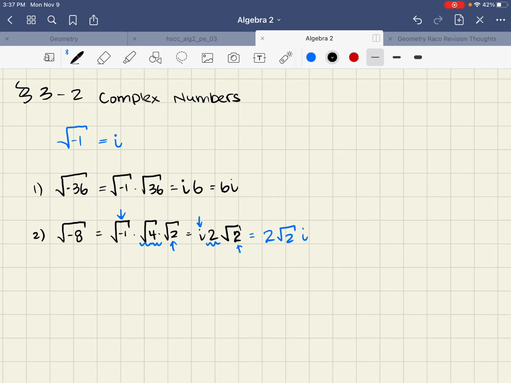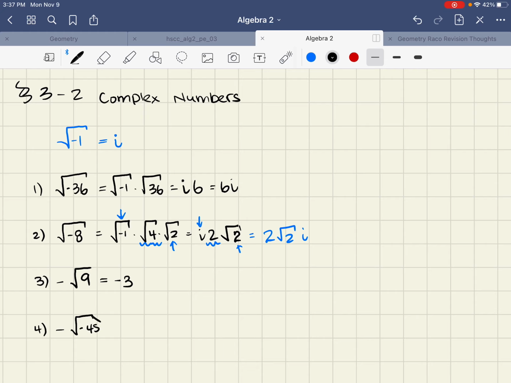Moving on, question number 3, making sure we understand the concept thoroughly. The square root of 9, the negative square root of 9. Once again, notice there's no negative in the radical, so there's no i. This is just negative 3. The only time there should be an i is when there's a negative inside the square root, leading us to question number 4, the negative square root of negative 45.